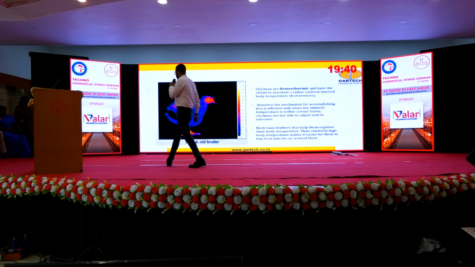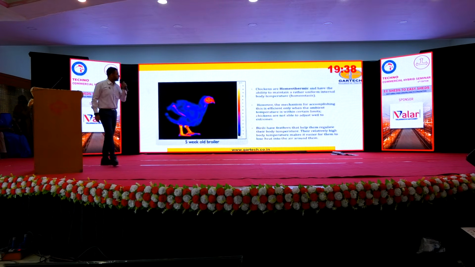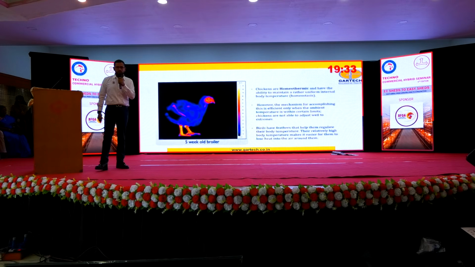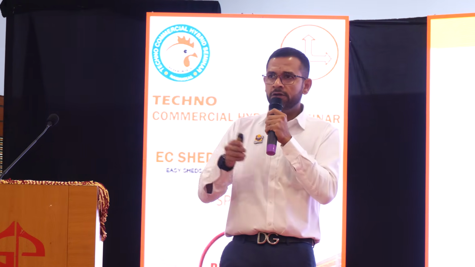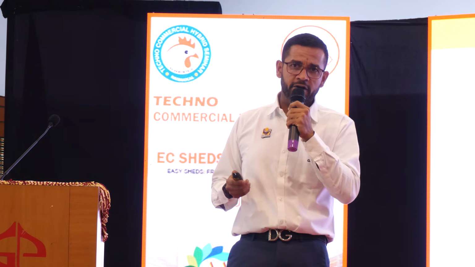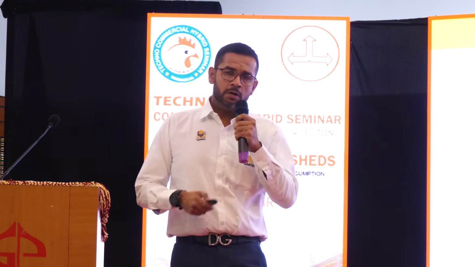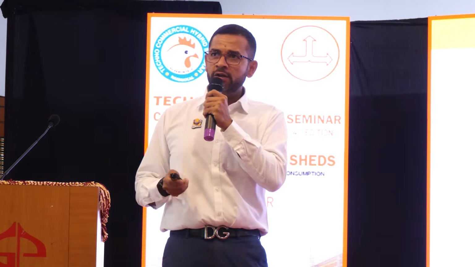So chickens, as we all know, are homeothermic animals. They basically have internal mechanisms with which they can control their own temperature. But this only works in certain conditions. If it gets too hot or too cold, then they go under stress. Especially in colder conditions, they have feathers which they can use to regulate their body temperature. But let's now focus on what happens when it gets very hot.